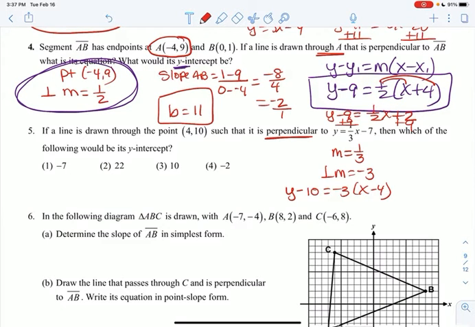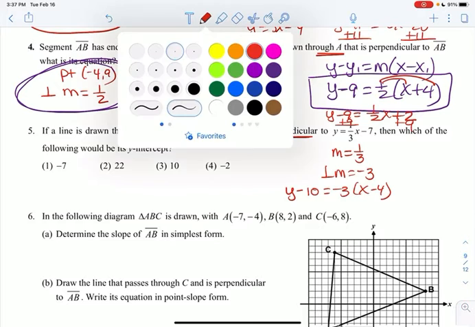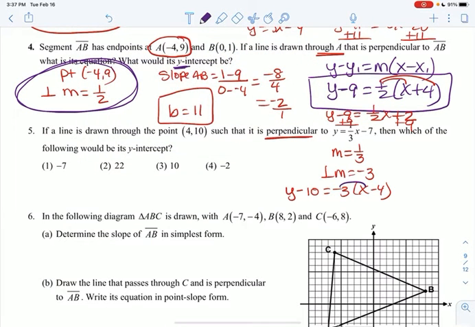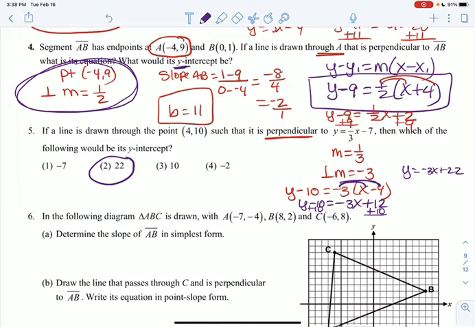And then I want to know the y-intercept, so I'm going to distribute that. Negative 3 times x is negative 3x. Negative 3 times negative 4 is positive 12. And then I'm going to add 10 because I need to get y by itself. So I'm going to have y equals negative 3x plus 22. So then I can see that my y-intercept is actually 22.